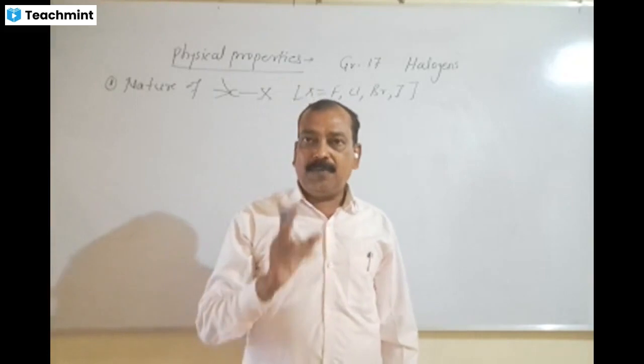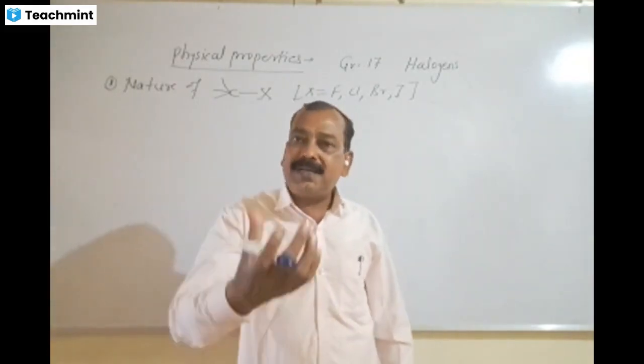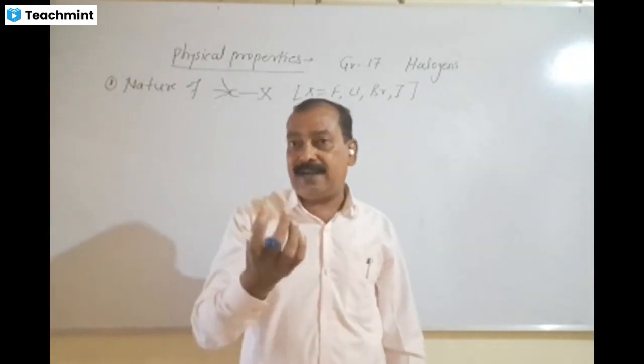electronegativity. In the periodic table, the elements have a tendency to attract electrons towards themselves. They attract bonding electrons towards themselves.